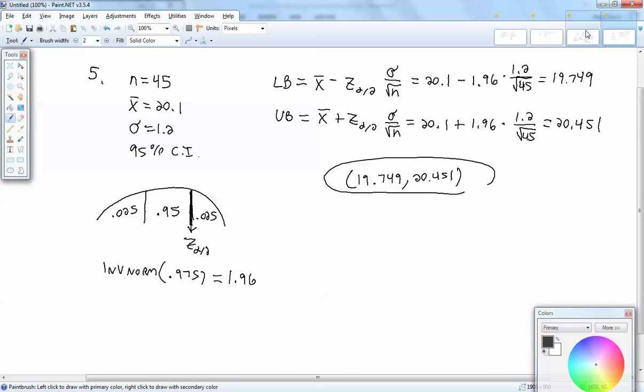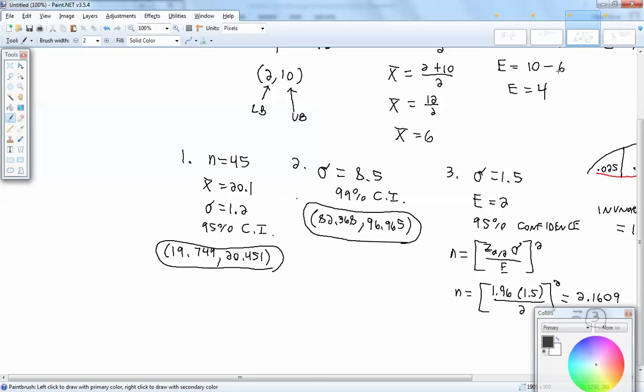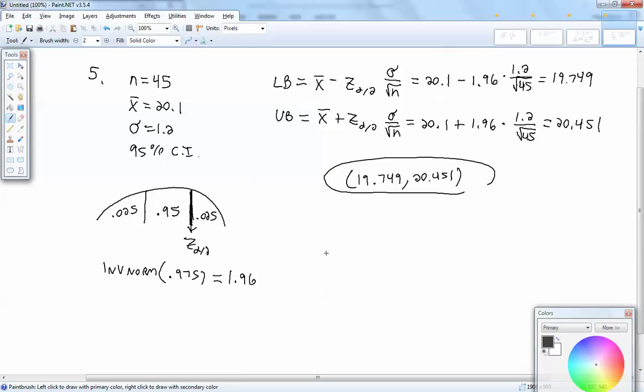Now I think I did that over here, assuming I didn't change numbers. 19.749, yep. 20.451, yeah. The only thing I didn't do by hand is look the z-score up in a table, and that's not too tricky. Remember, you're still working with the area to the left, the 0.975, and you're looking for the value in the middle of the table that's closest to 0.975. Then you go to the left and you go up, and that gives you your z-score. So it's pretty basic. If I had a table handy, I'd show it to you.